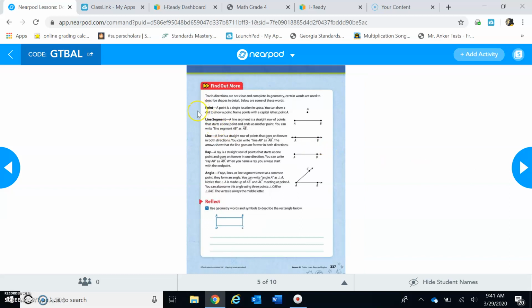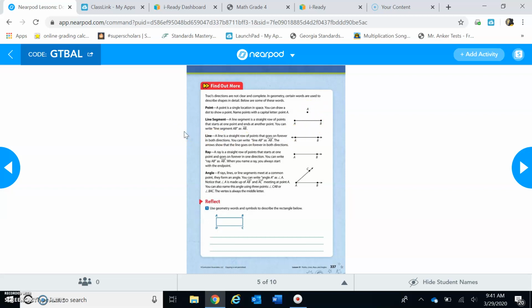All right, let's look at points. A point is a single location in space. You can draw a dot to show a point. So as you look over here to the right, if you look in your packet, you will see this page with your vocabulary words. They have a point, and they named it point A.